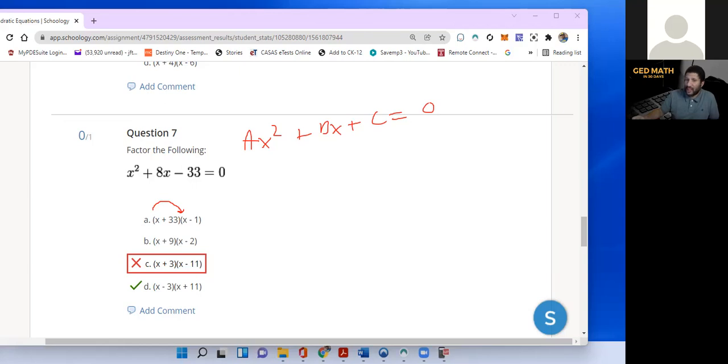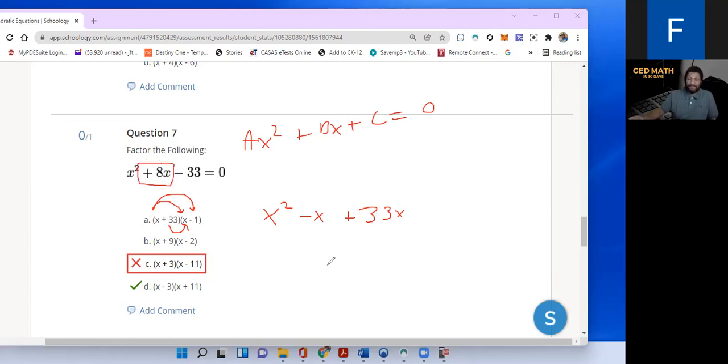What is x times x? X squared. What is x times minus 1? Negative x. What is 33 times x? 33x. Well, right there, you know 33 minus 1 is 32x. Well, we got 8x in the middle, so we know it can't be a.